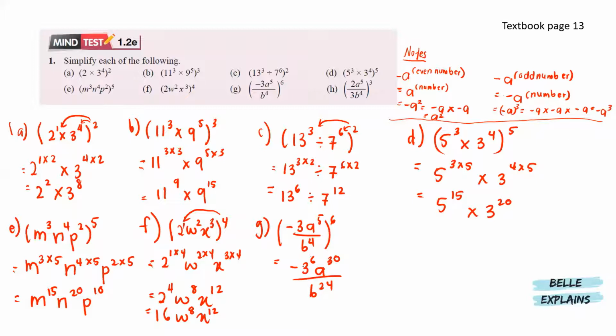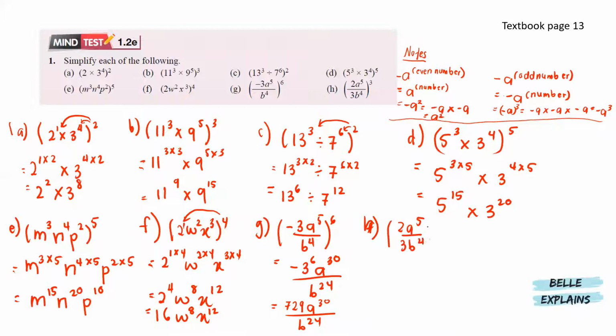Okay, so here we have negative 3 to the power of 6. So 6 is an even number power, which means the base will become a positive value. We'll have 3 to the power of 6 is 729, a to the power of 30 over b to the power of 24.